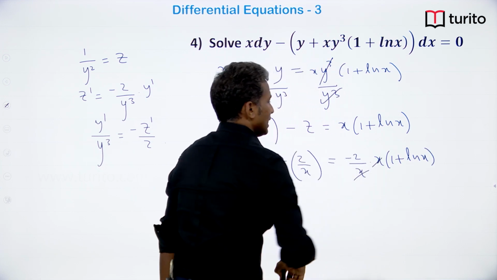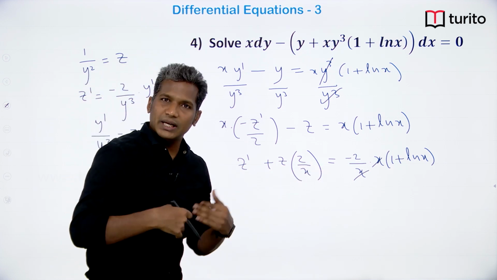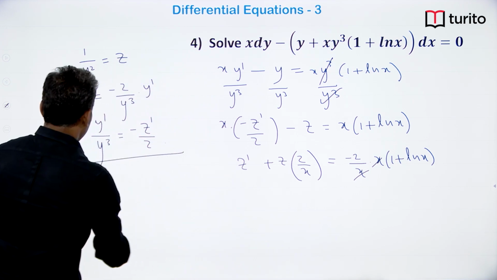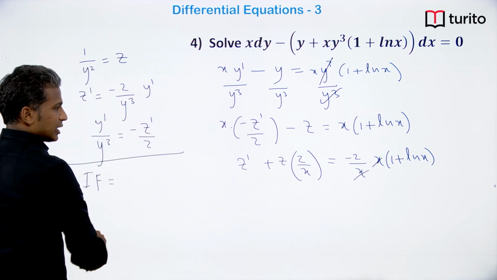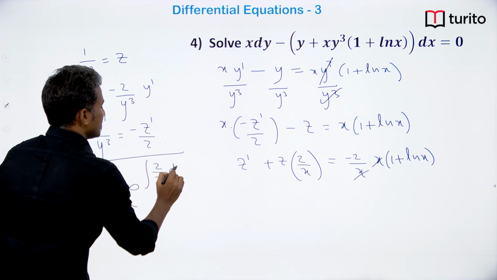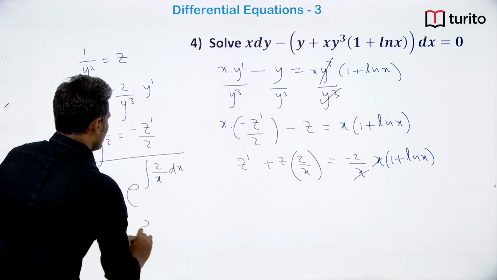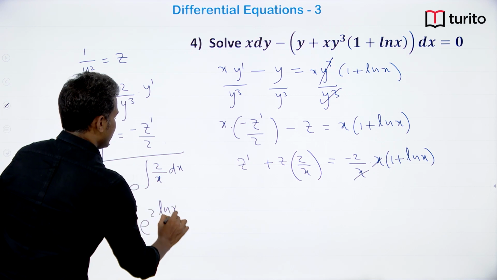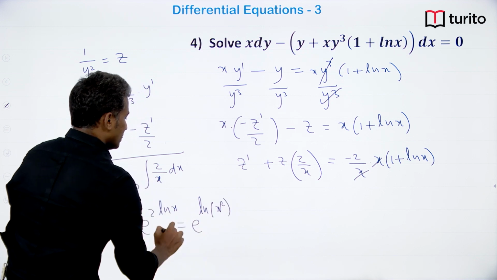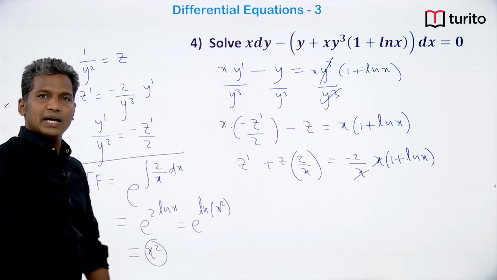So this x is luckily cancelled. Now this is in the standard form. What is our next step? To go for the integrating factor. So what is the integrating factor here? Integrating factor is equal to e raised to integral of 2 by x into dx. You know the integral of 1 by x is ln x. So e raised to 2 into ln x we get, which is also the same as e raised to ln of x square, which is also the same as x square. So we got the integrating factor as x square.